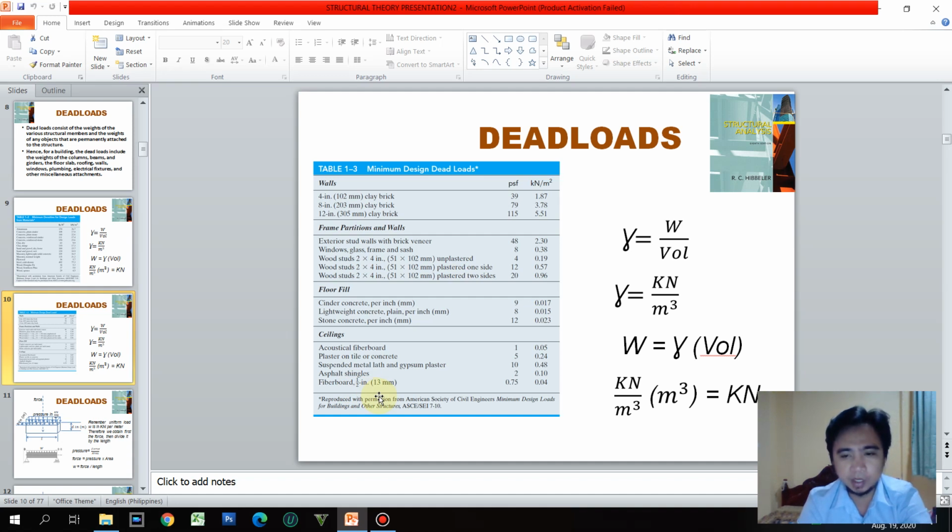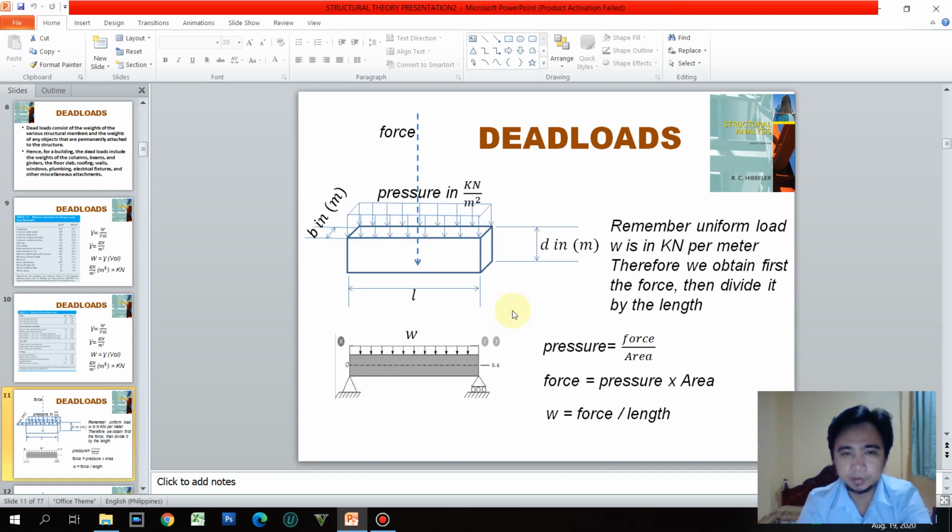You will find a lot of materials from the National Structural Code of the Philippines, or NSCP. But for our discussion, we will just limit ourselves for the meantime to these available tables in the book of Hibbeler. So this is the dead loads.